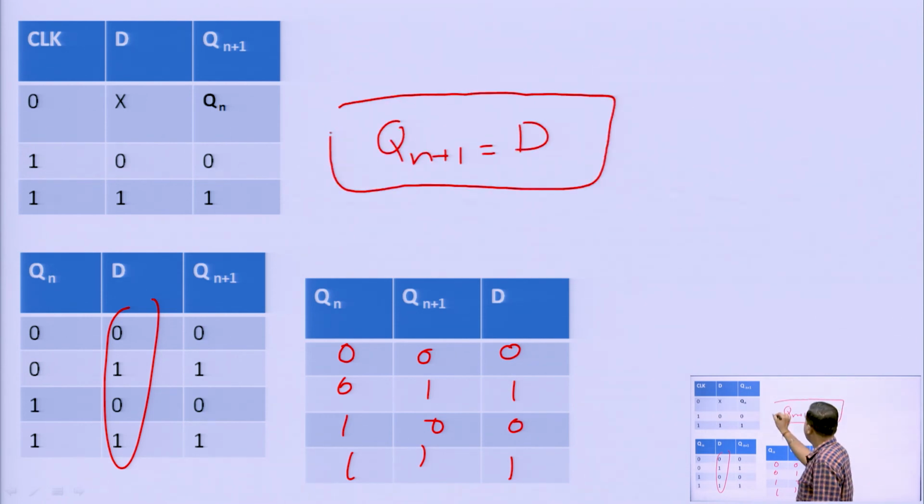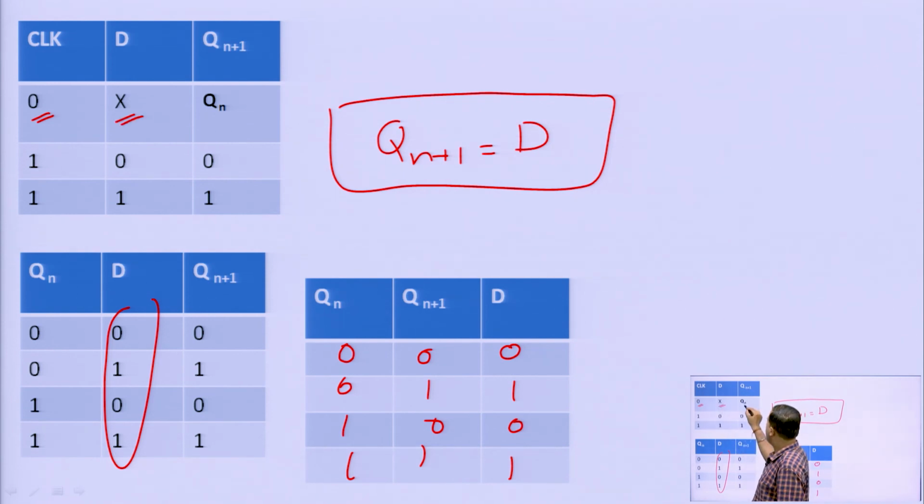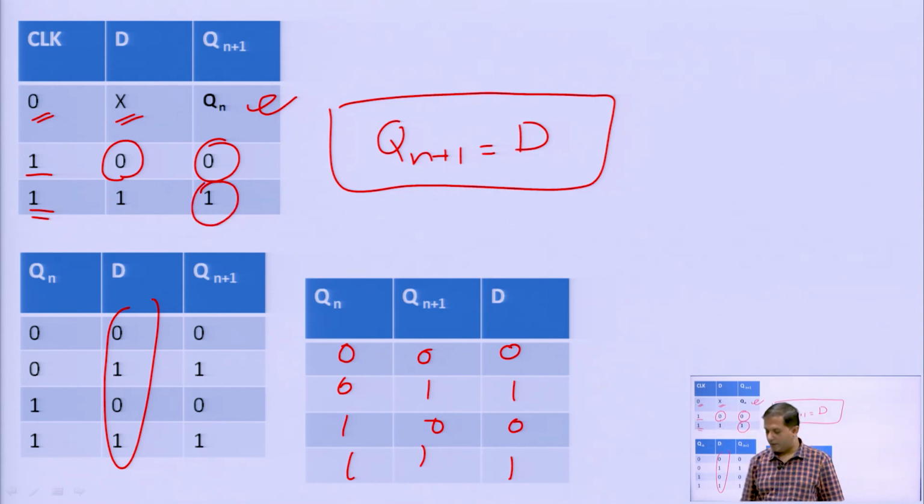This is the final equation for the D flip flop, and I have already discussed that when clock is 0, D is not counted. So, Qn plus 1 will be the previous state, meaning memory. When clock is 1 and D is 0, then Qn plus 1 will be 0, and when clock is 1 and D is 1, then Qn plus 1 will be 1. Okay, so this is the D flip flop.